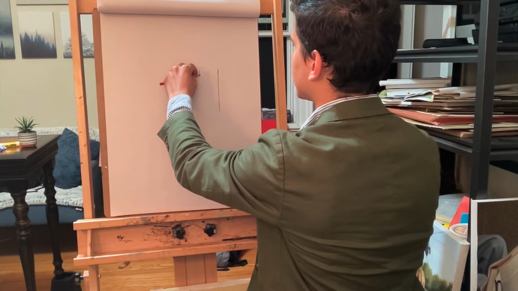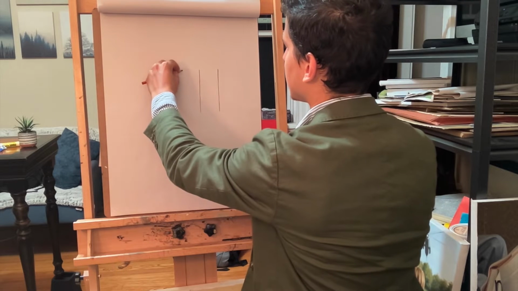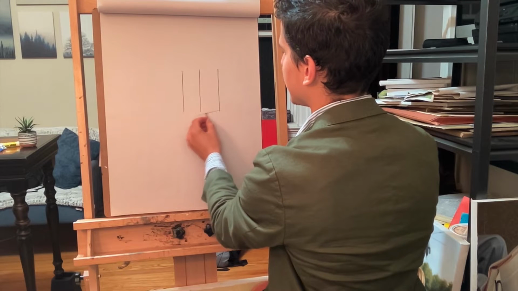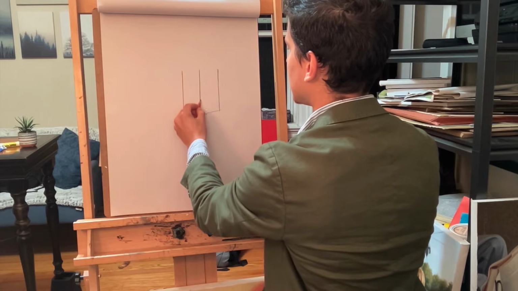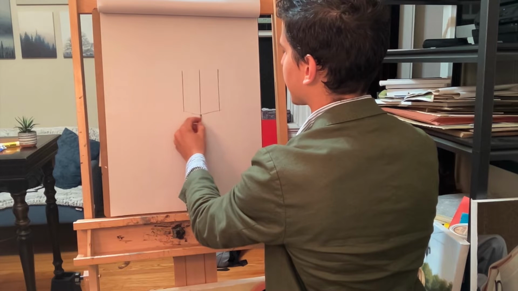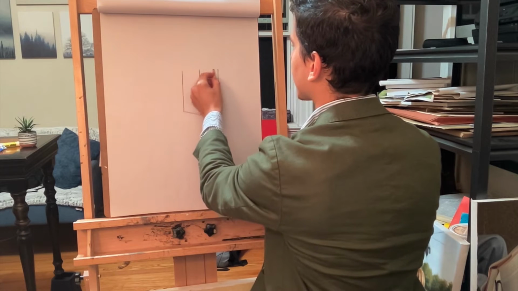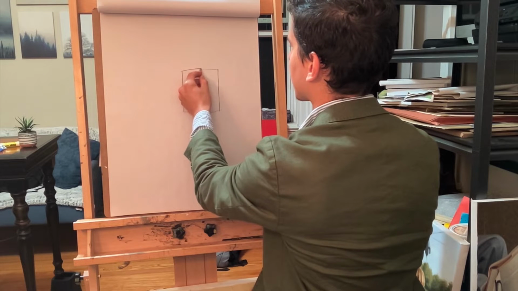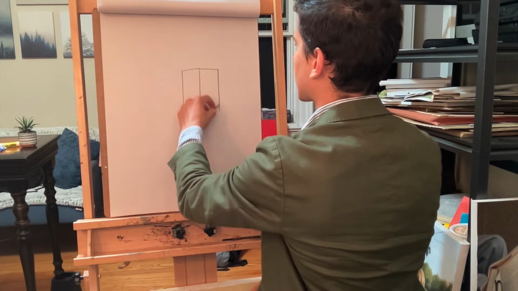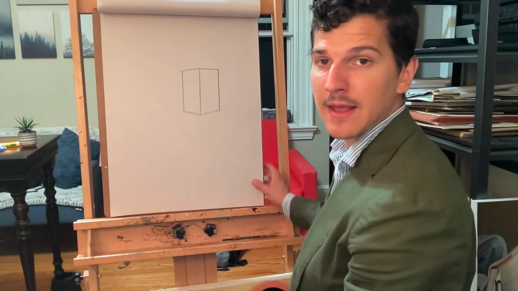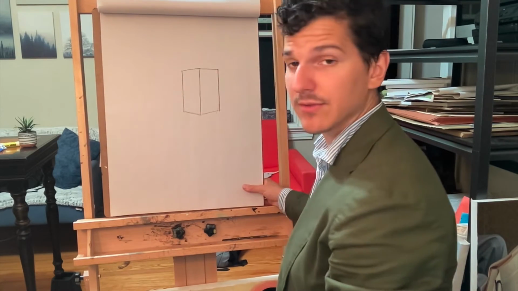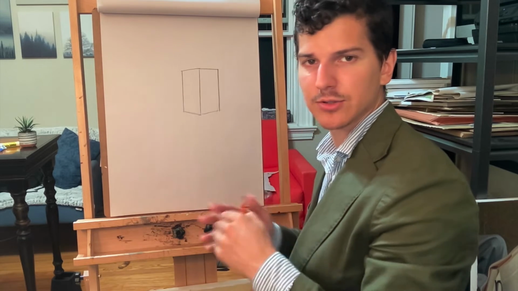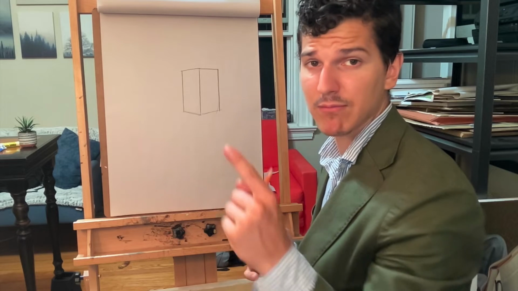1, 2, 3. And these vertical lines should be parallel with the vertical lines on the piece of paper. Not perfect, but it will get the job done. Okay, so the first rule is that parallel lines get closer together the farther away they move from you.